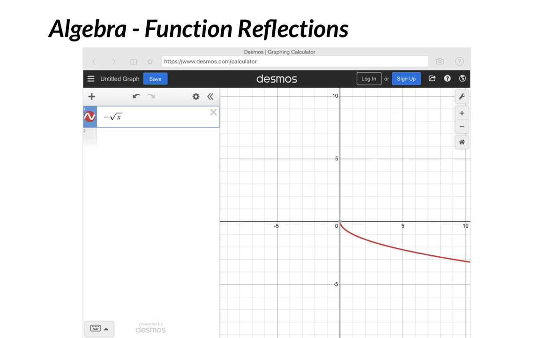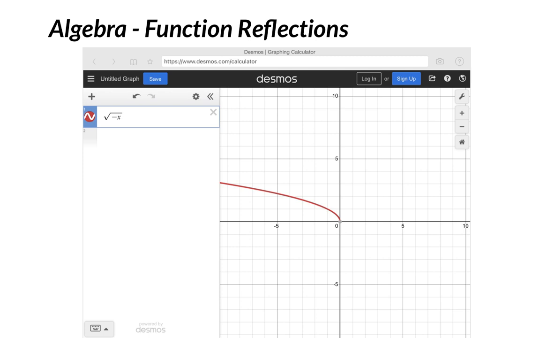Now, another way to think about reflections is changing where that negative sign goes. So let me take this back. Let's put us back to the original. I'm going to put a negative on the x. Now let me explain what happened here. We said before that you can't take the square root of negative numbers. So this looks really strange. Well, how could I add the negative?